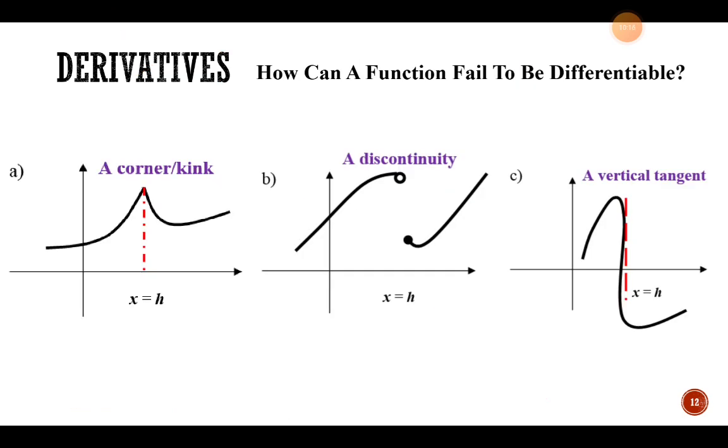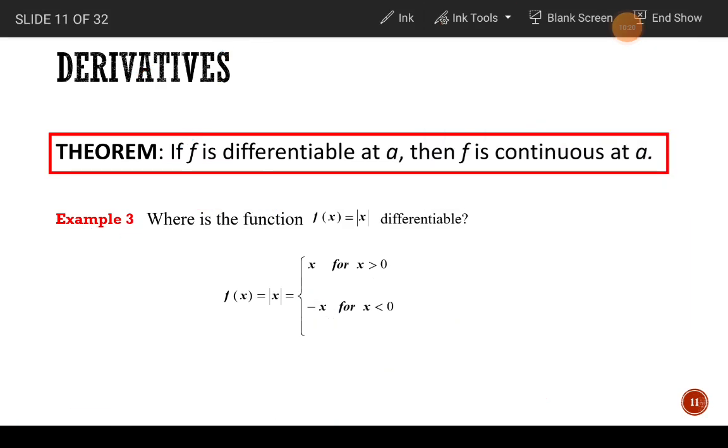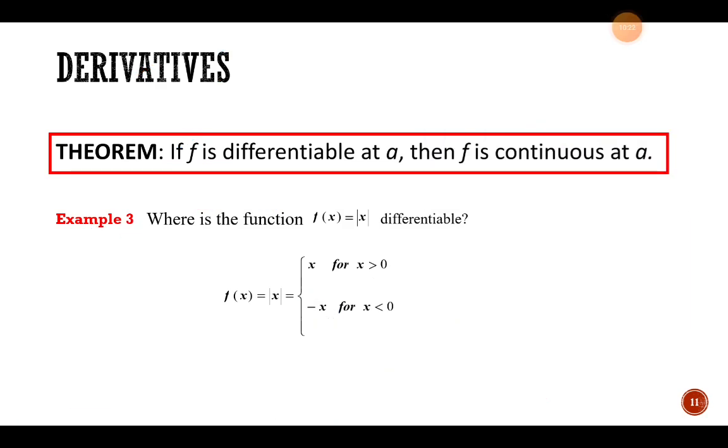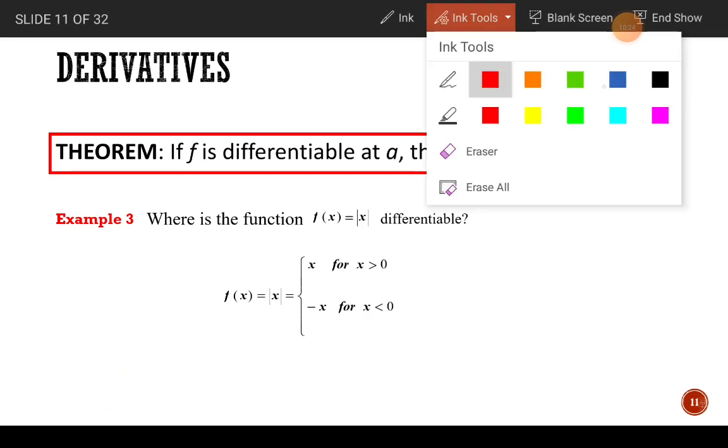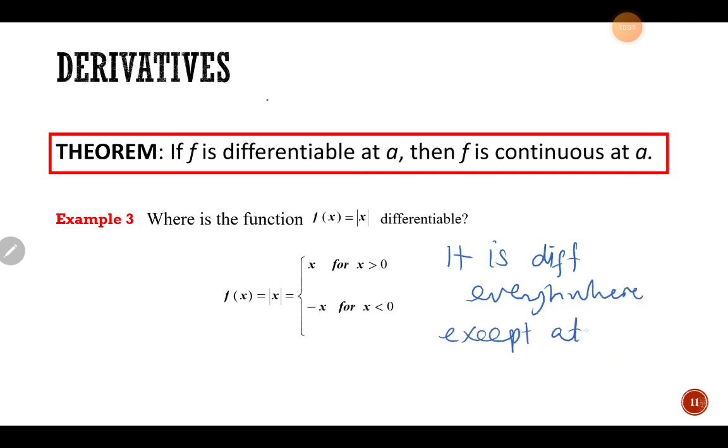Okay, so in conclusion, jawapan kepada where is the function f(x) differentiable, maksudnya it is differentiable everywhere lah, except at x equals to 0. Ataupun you boleh cakap it is not differentiable at x equals to 0. Kenapa? Saya dah explain tadi kan.